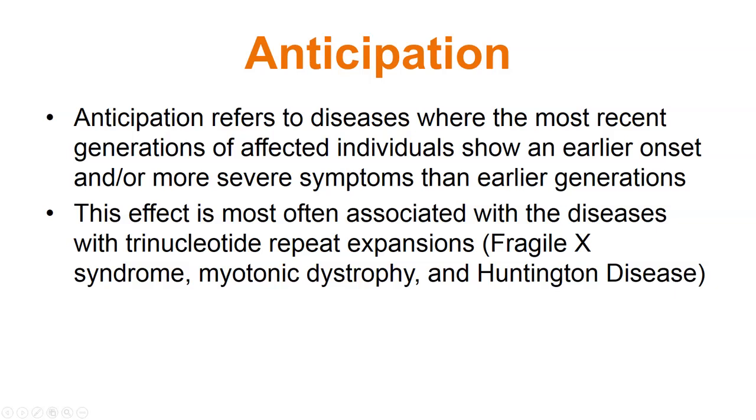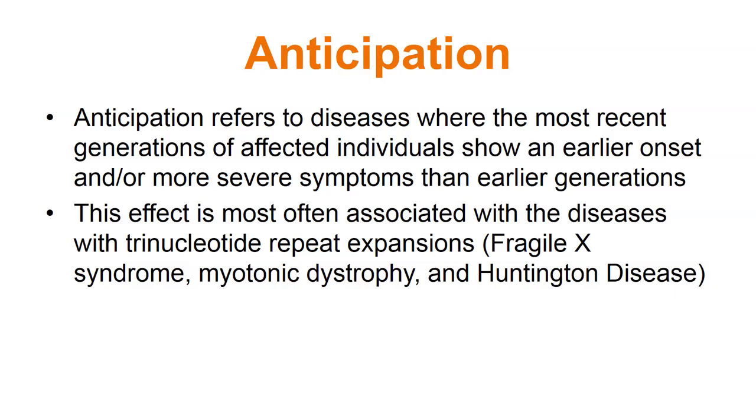So this is diseases where the most recent generations show an earlier age of onset and/or more severe symptoms. If you're looking at a pedigree with grandparents, parents, and children, the most recent generation would be the last kids to be born. So let's say you had 3 generations of a disease. The grandchildren would be much more severely affected and/or show an earlier age of onset than their grandparents. Okay? That's weird.